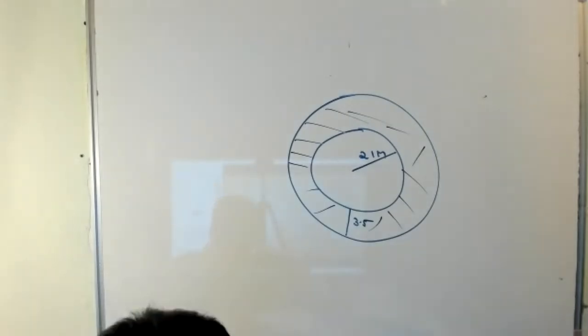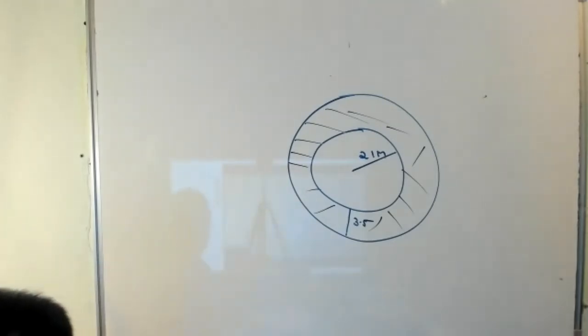No, a circular plot of 42 meter diameter. Yes, 42 meter in diameter. Yashvi, a circular plot of land 42 meter in diameter.